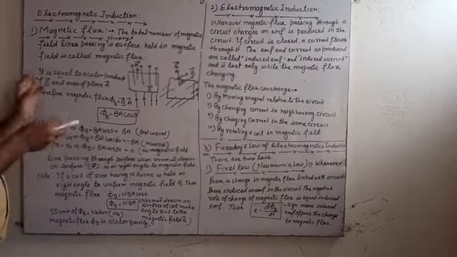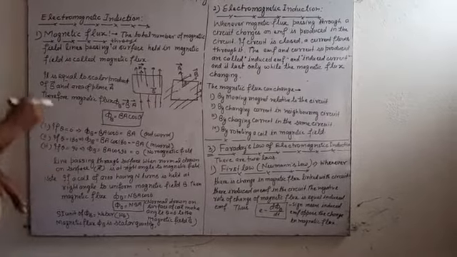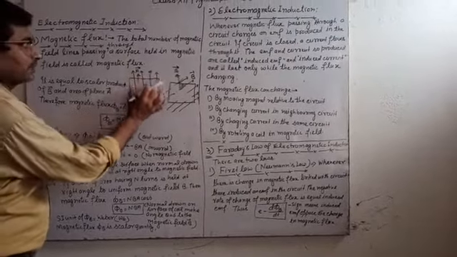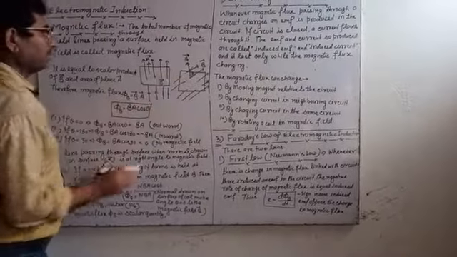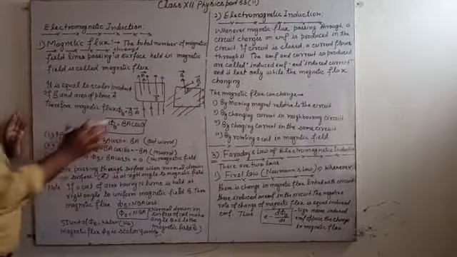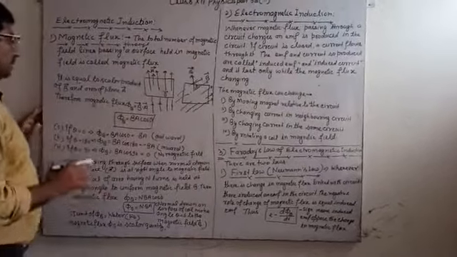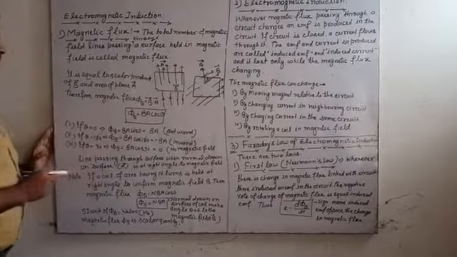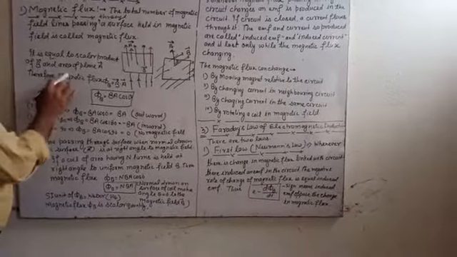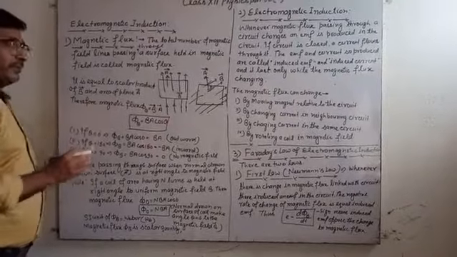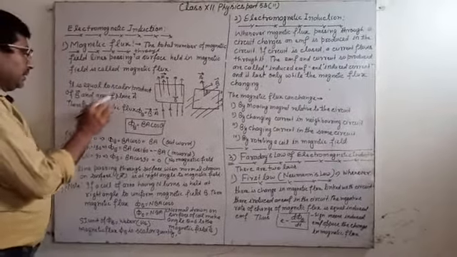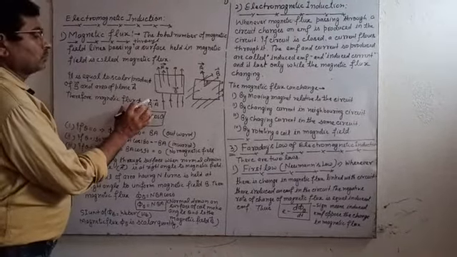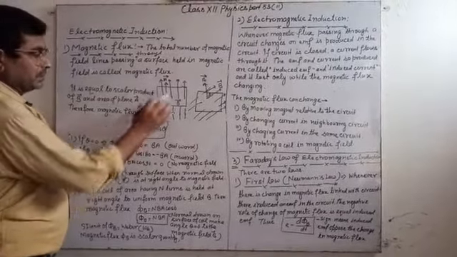Again, the definition: the total number of magnetic field lines passing through a surface held in a magnetic field is called magnetic flux. It is equal to the scalar product of magnetic field vector B and area of plane vector A. Therefore, magnetic flux phi B equals vector B dot vector A.